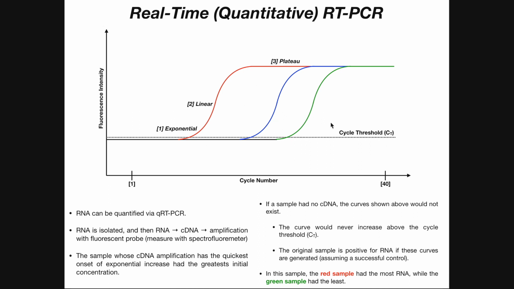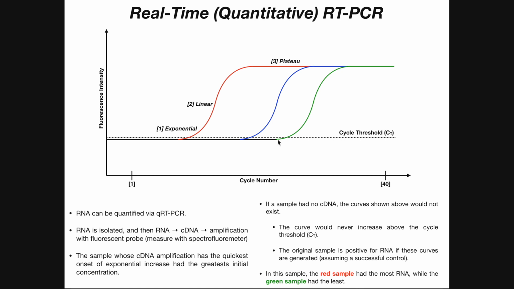What this means when you look at a graph for quantitative real-time PCR, assuming that you have a bunch of curves like this that all increase above the cycle threshold, and they'll generally all look very similar, the one that increases above the cycle threshold last is the one where there was the least RNA. And so what we can say is that in the original sample, whatever this was, we had the most of the red RNA, the least of the green, and then somewhere in the middle for the blue RNA.